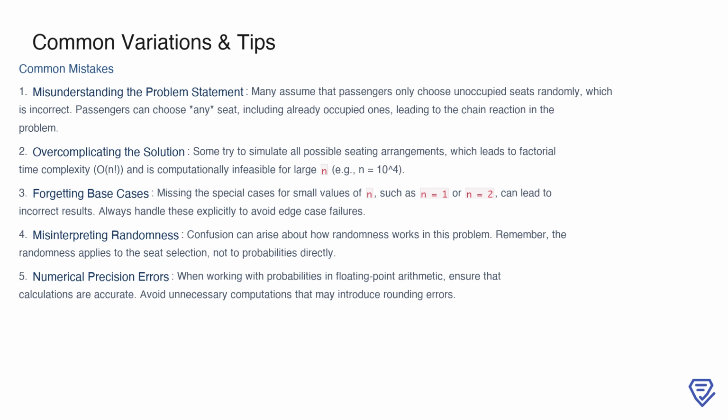Another mistake is overcomplicating the solution by trying to simulate all possible seating arrangements. This leads to a factorial time complexity, which becomes computationally infeasible as the number of passengers, n, grows larger. For instance, at n equals 10,000, this approach is simply not practical.